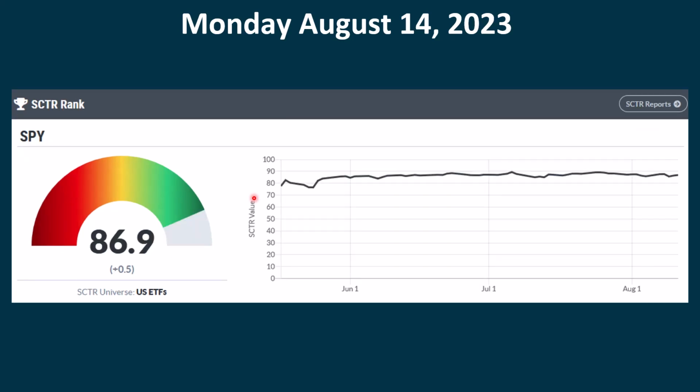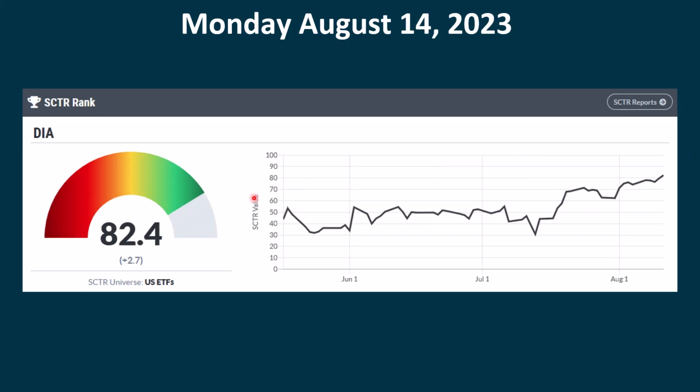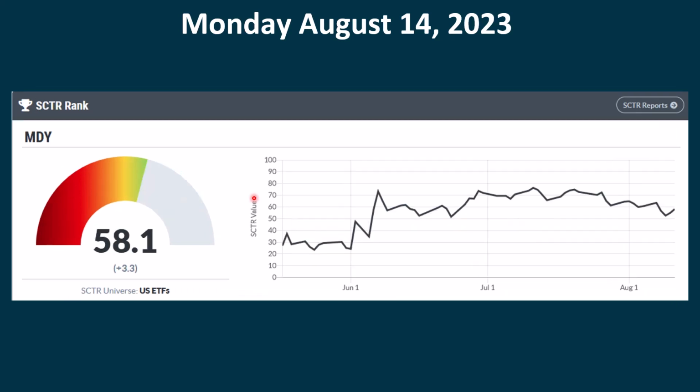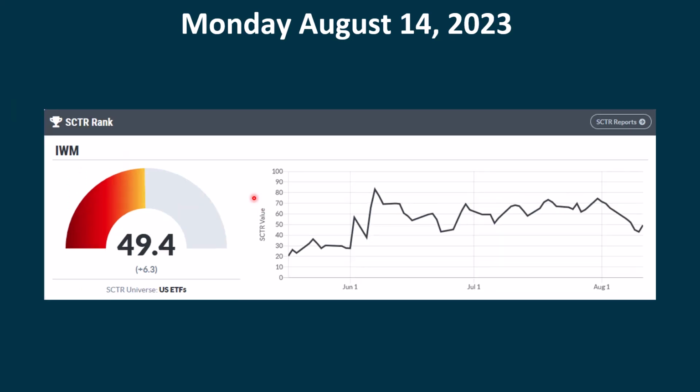In second place is the S&P 500, represented by the spiders, and that's coming in at 86.9. In third place is the diamonds, representing the Dow. This comes in at 82.4. In fourth place are the mid caps, coming in at 58.1. And in last place is the IWM, which is the Russell 2000 small cap index. It's dropping below 50 with a score of 49.4.